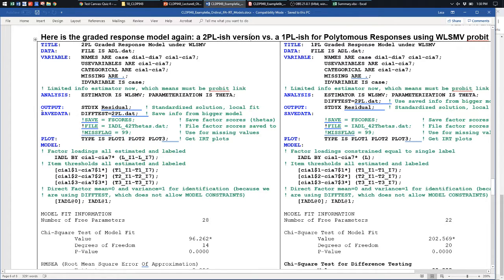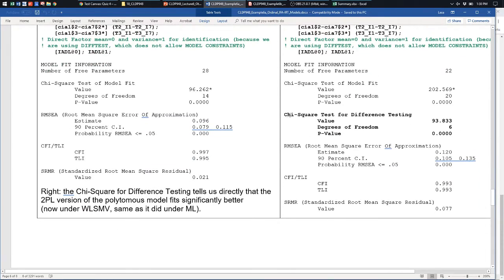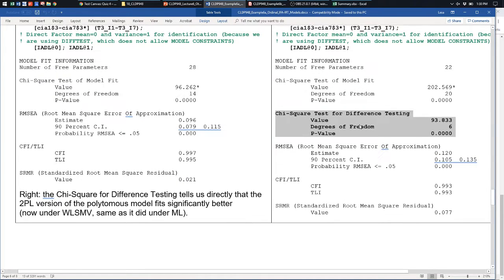So you would save DIFFTEST equals, and then name a file for the bigger model, and then take that same file name and add it to the analysis section for the to-be-compared model. And when you do that, you get a chi-square test for difference testing. That is your nested model comparison. So it's nice in that you don't have to type numbers into Excel or otherwise do secondary calculations, but you do have to remember the order of operations and add the lines to your syntax to do that.